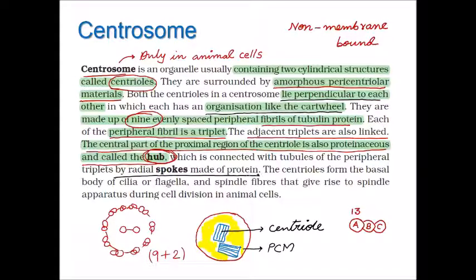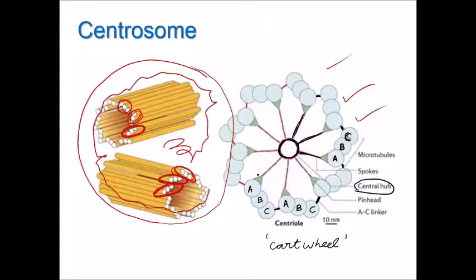Now, can we call this structure 9+2, similar to what we did for cilia and flagella? Can we call this 9 plus 2? Kedar, how come 2? So they are only 9. Then instead of 9 plus 2, what can you write? So only 9. Okay, so we can write 9 plus 0, because there's nothing in the center, no microtubules in the center. There is only a proteinaceous hub in the center. So this arrangement is called the 9 plus 0 arrangement.